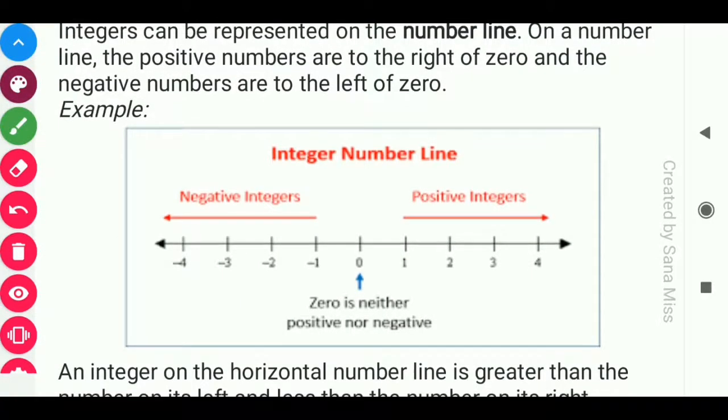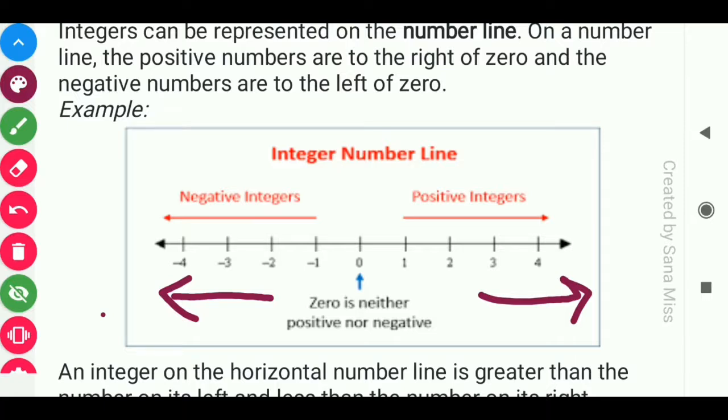All the positive integers will go around this side. 0, 1, 2, 3, 4. It is going to extend endlessly in this direction. Again, we are having -1, -2, -3, -4 and so on in this direction. Integer number line can be extended in both the directions endlessly. And we are having positive integers to the right side and negative integers to the left side.